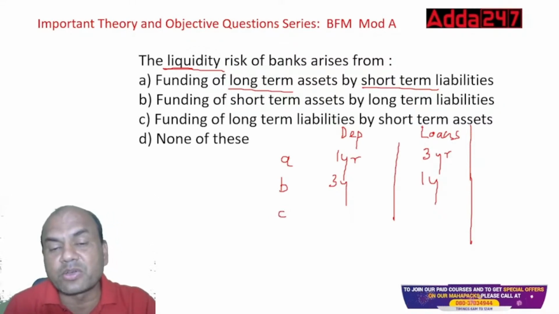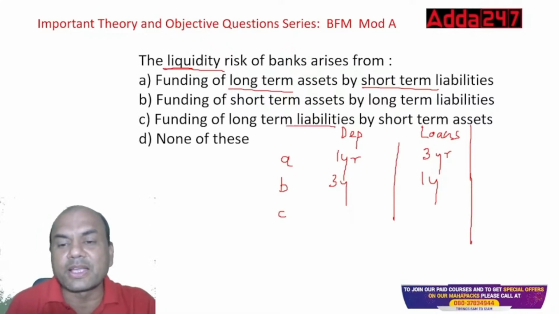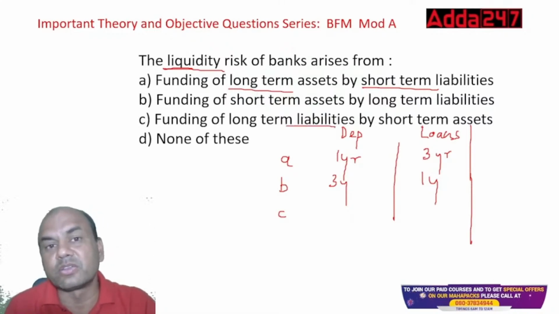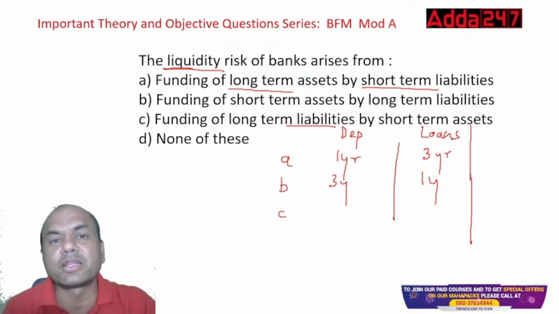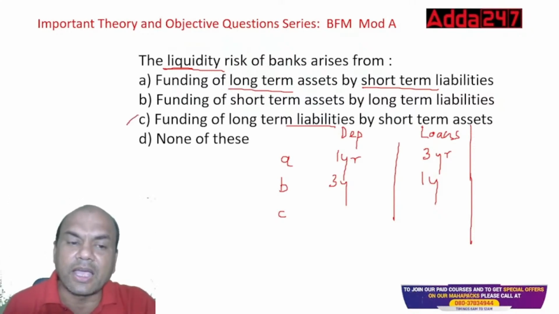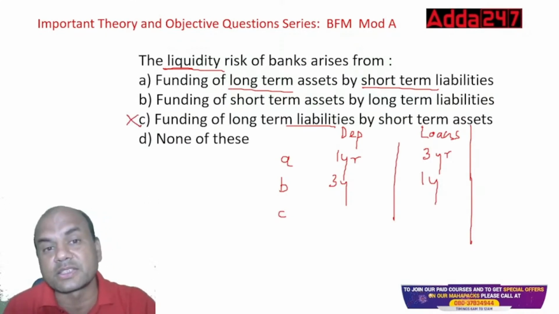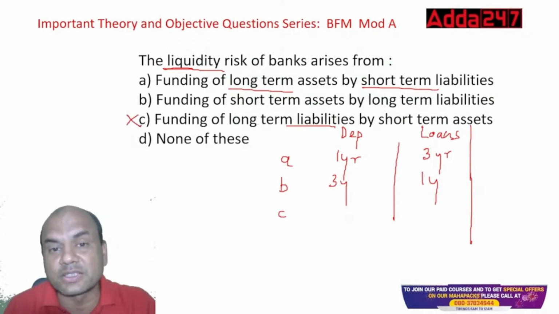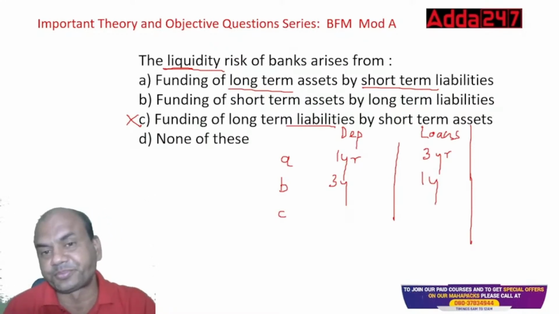C. Funding of long-term liabilities by short-term assets. This is ab initio wrong, from the start only wrong. Why? Liabilities funded by assets, is it possible? Not at all possible. Assets are always funded by liabilities, long-term or short-term. So C is ab initio wrong. Ab initio means from the start itself. We need not even discuss this. Now the question lies between A and B.